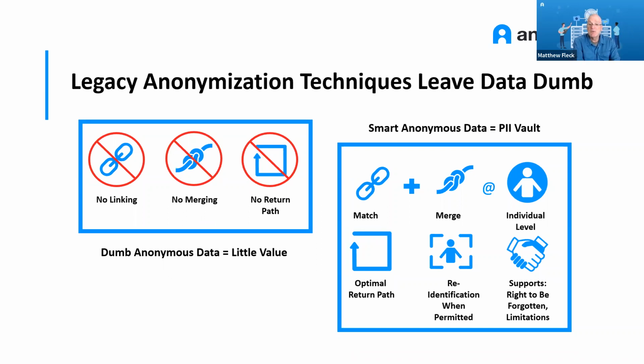On the other hand, smart anonymous data is better and safer than unidentified data. It can be matched and merged at the individual level, provides an optional return path, enables selective re-identification when permitted, and supports international privacy compliance obligations such as right to be forgotten, limited retention, localization, and geographic limitations.